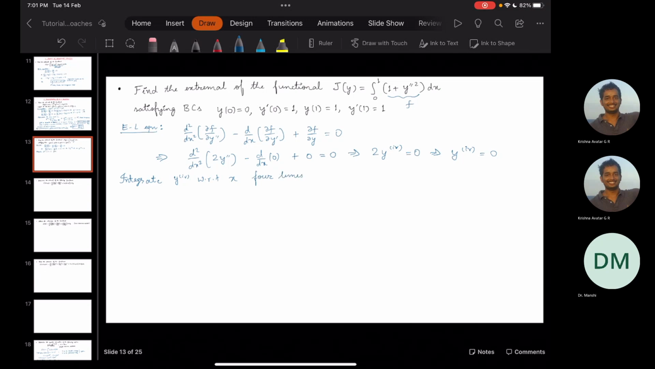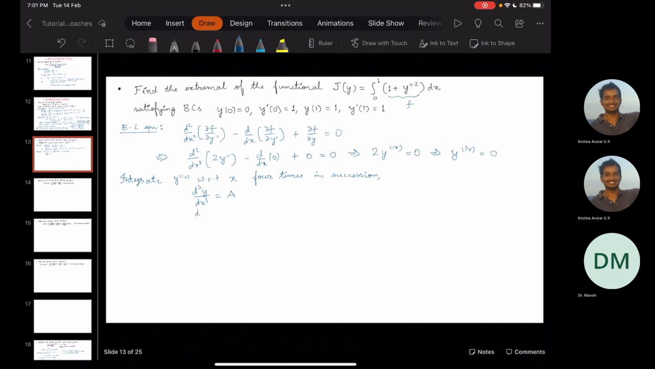In succession, isn't it? One after the other. So upon integrating first, after the first integration we have y equal to some constant, which we'll call a.